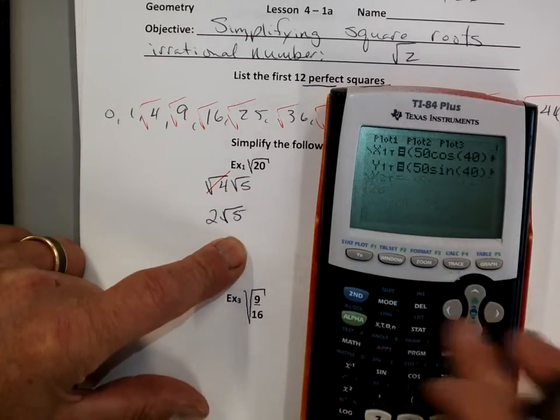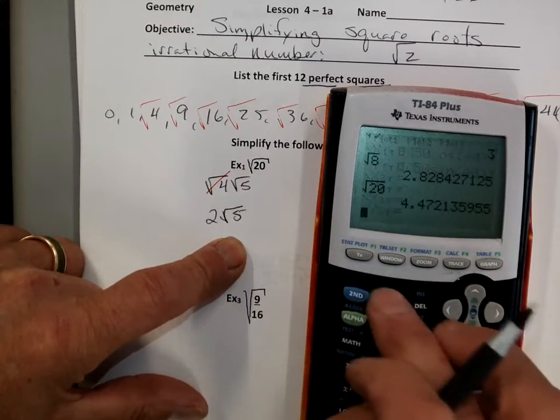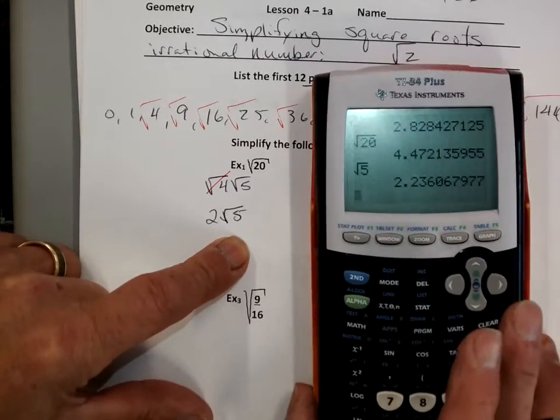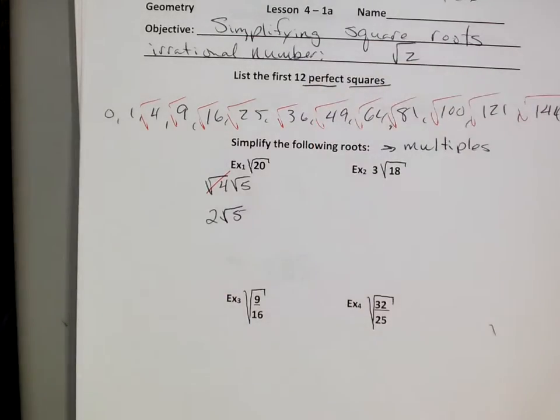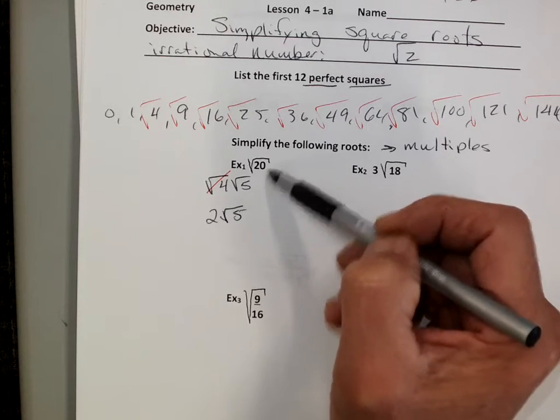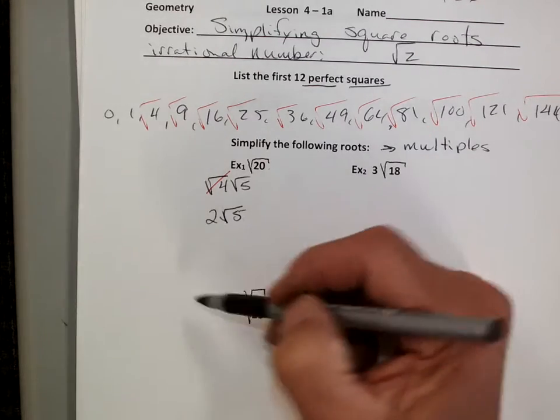Because the square root of 5 is an irrational number, an ugly number, we're going to leave it as square root of 5. But this is much more simplified. It's basically been reduced from square root of 20 to 2 square root of 5. We got one of its roots out.